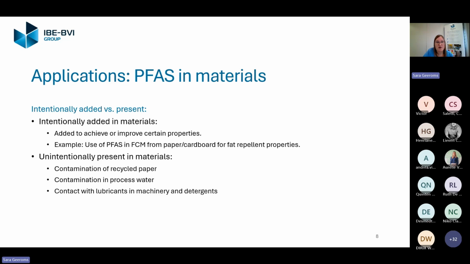For instance, by contamination of the recycled paper, contaminations of processed water, or contacts with lubricants in machinery during the production, detergents. There are many ways that PFAS can enter unintentionally in our materials.